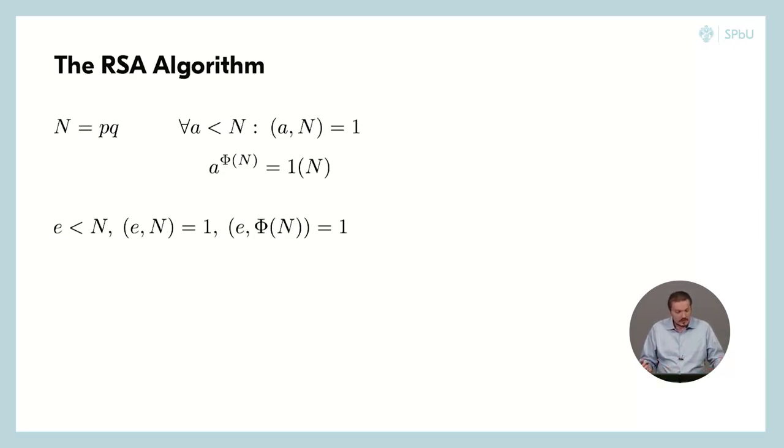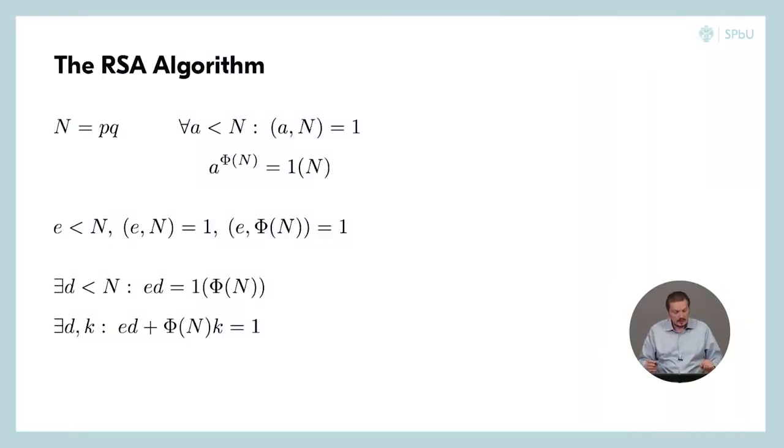And since it is coprime to phi of N, it is invertible in the ring Z modulo phi of N. And its inverse element we will call D. So it is the inverse of E, so E multiplied by D equals 1 in the ring Z modulo phi of N.